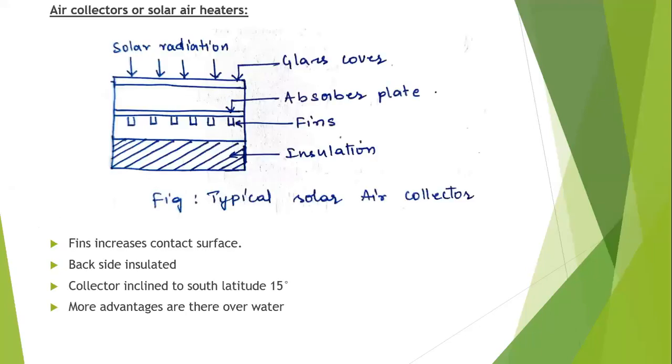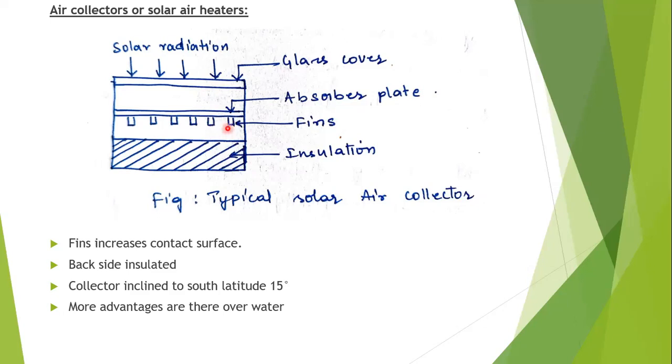This shows the air collectors, or simply we can call them solar air heaters. The figure shows a flat plate collector where air is used as the working fluid. Here air is heated by the backside of the collector plate. Fins are attached to the plate to increase the contact surface.